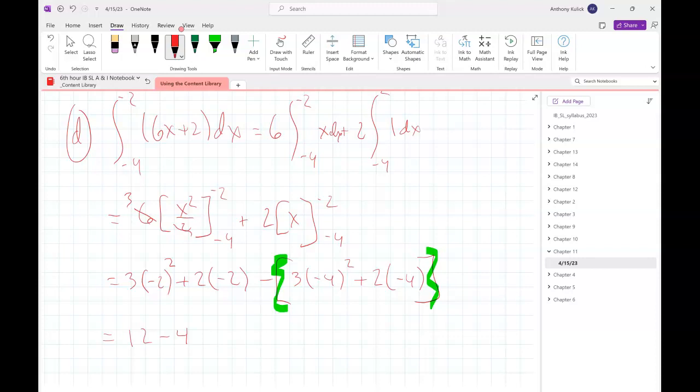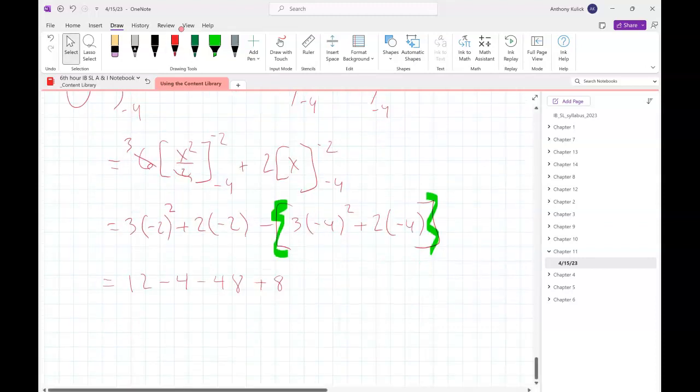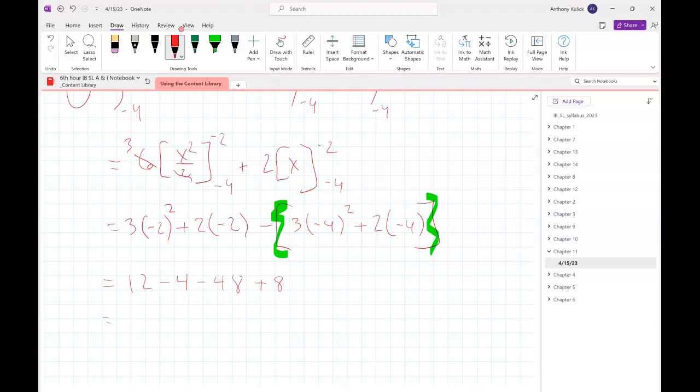-4 squared is 16 times 3 is 48. And then 2 times -4 is -8, and then that's going to be +8. So that's 20 minus 52, so -32 or something. Yep.